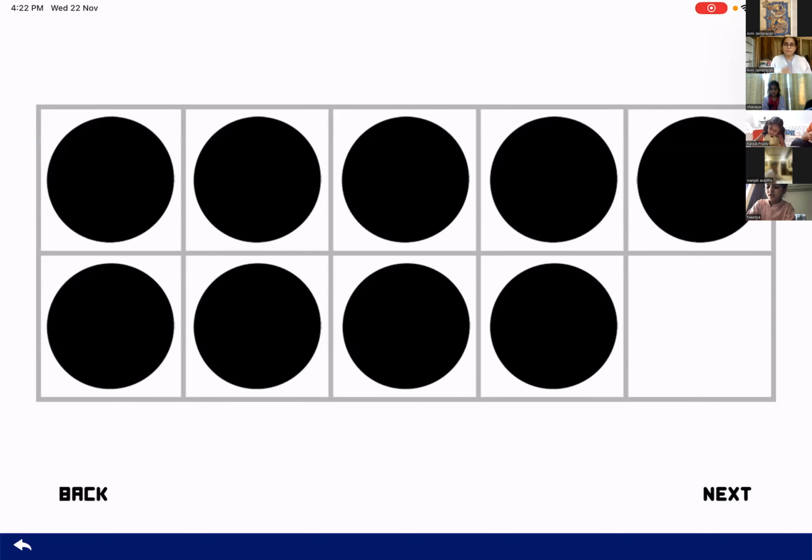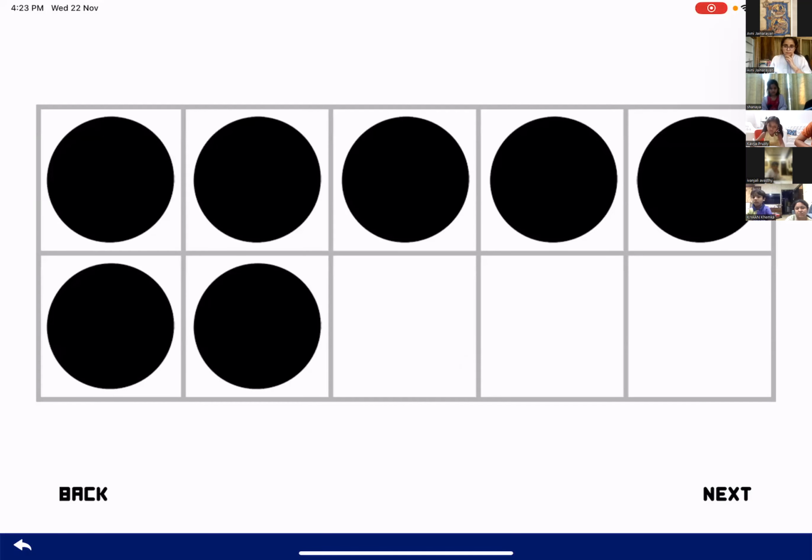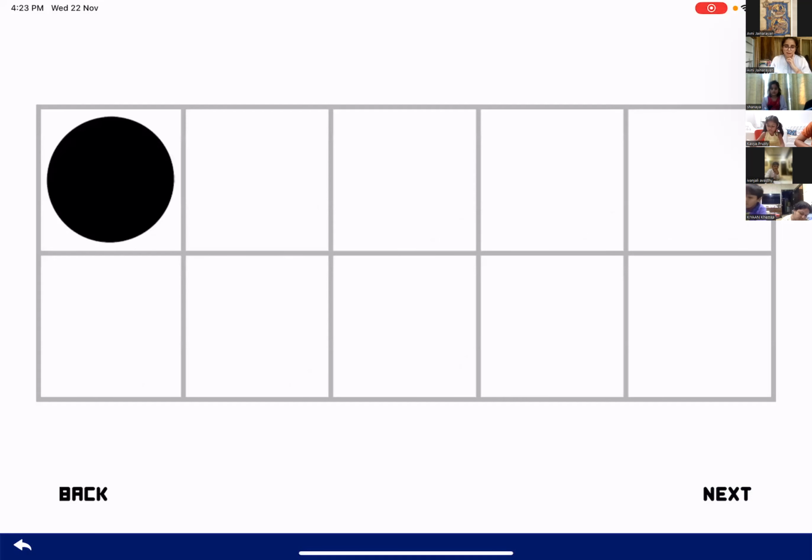Now, 9. If the entire block, the entire square grid, was filled, it is 10. But here there is one empty at the bottom right. So 1 less than 10 is 9. Yes. This number? 4. Very good. 7. Excellent. 1. Okay, no saying out now. Go on mute.